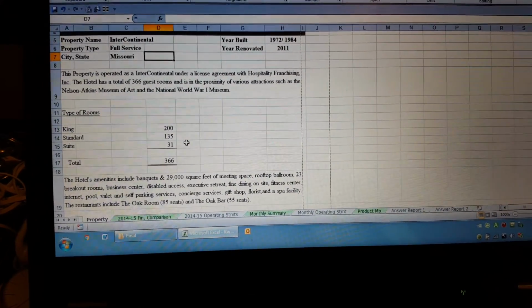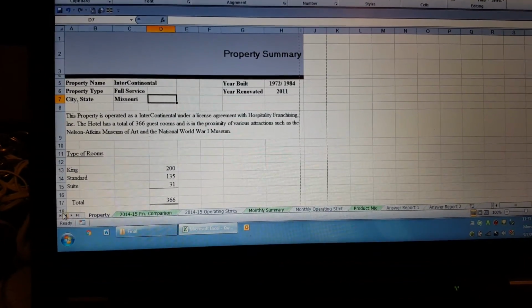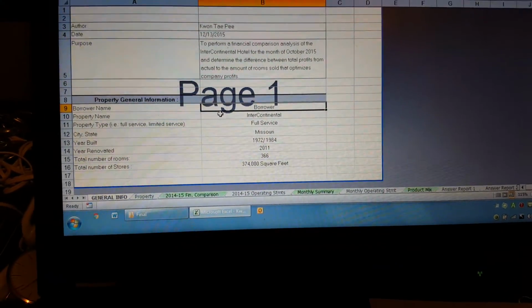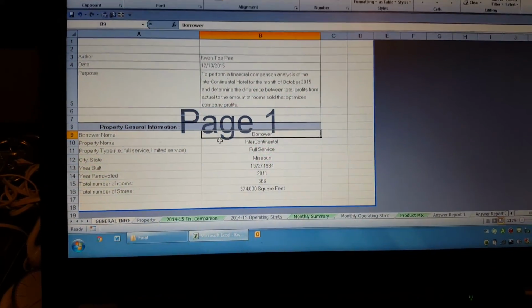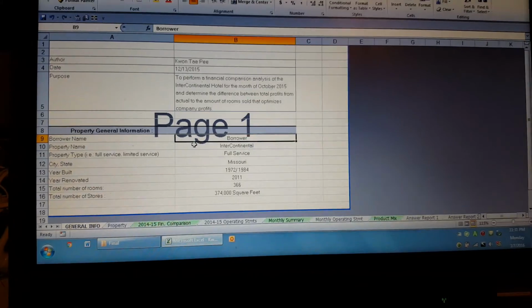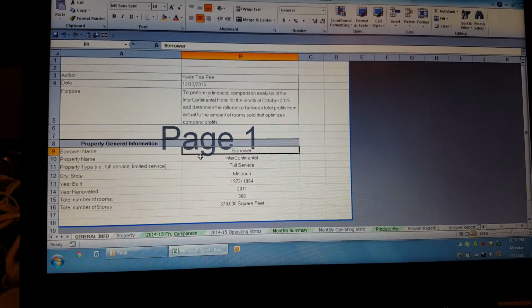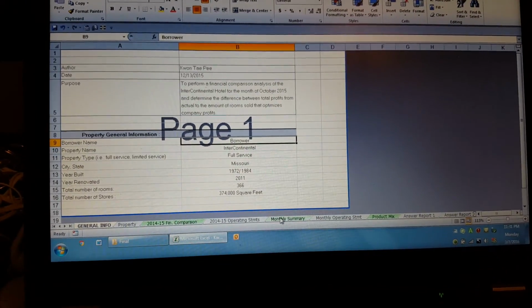and recently also won the award of Business Traveler. As a real estate auditor at BDO, I was able to audit one of their hotels. I used their financial information to perform a financial comparison analysis of the Intercontinental Hotel for the month of October 2015.